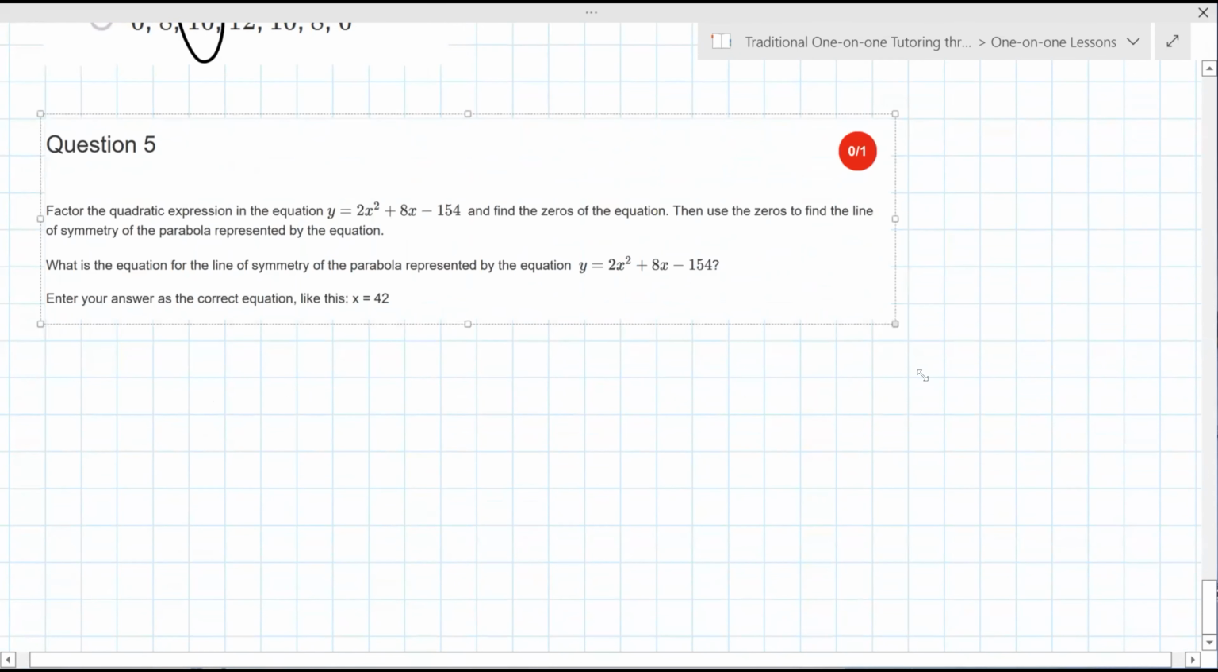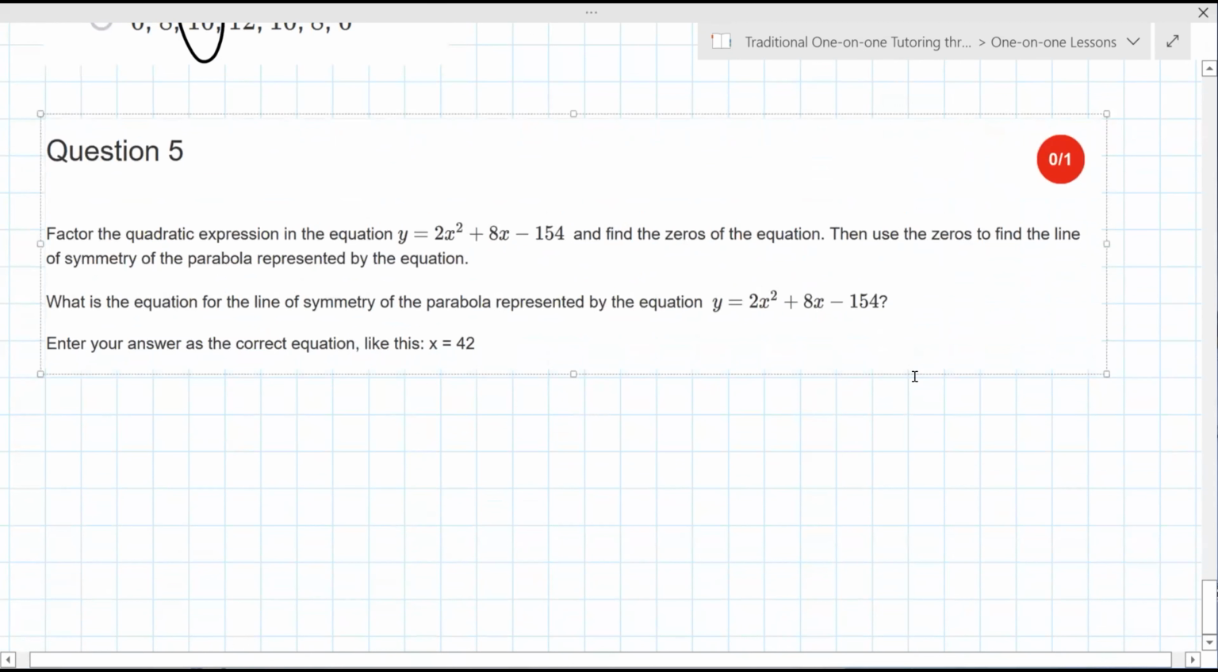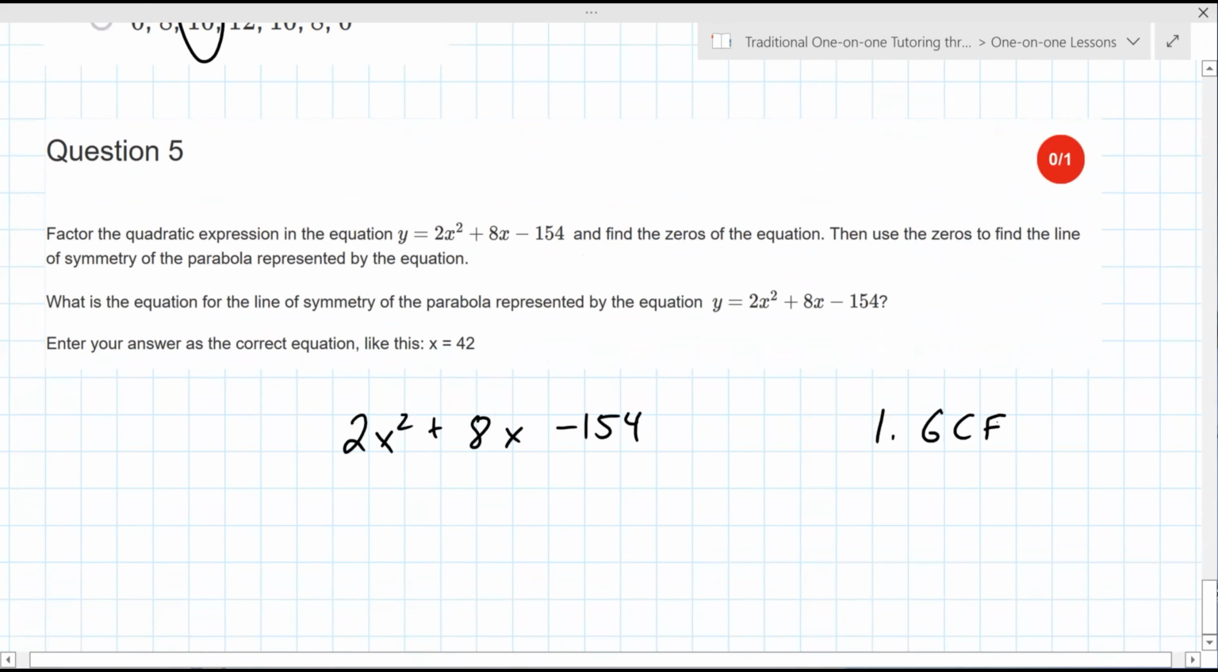All right, so this one says to factor the quadratic equation. So we're going to write the quadratic equation. And the very first type of factor you always try is what's called the GCF, greatest common factor. So is there a number that goes into all 3 terms? 2. We get 2 times x squared plus 4x minus 77. Does that sound right?